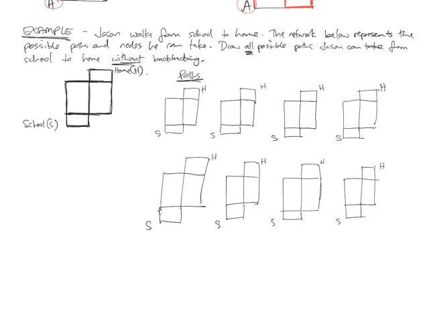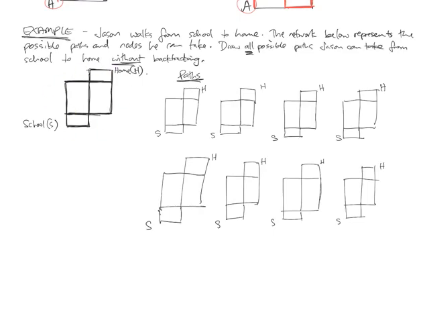Alright, example. Let's do a direct example here. So something that you might encounter in the questions. Let's say Jason walks from a school to home. The network below represents possible paths and nodes he can take. Draw all possible paths Jason can take from school to home without backtracking. So you're going to notice here, none of this is actually maths. You're just using logic and reason. And being sure not to be lazy about it. And following the rule, no backtracking.